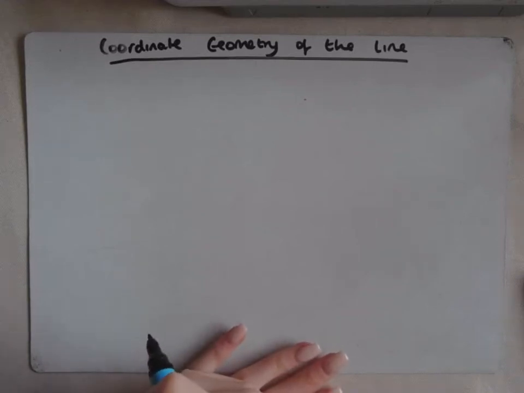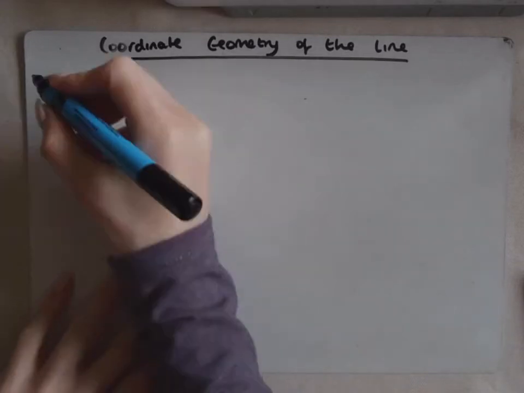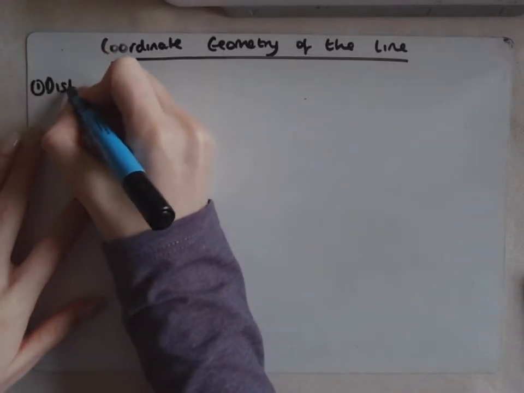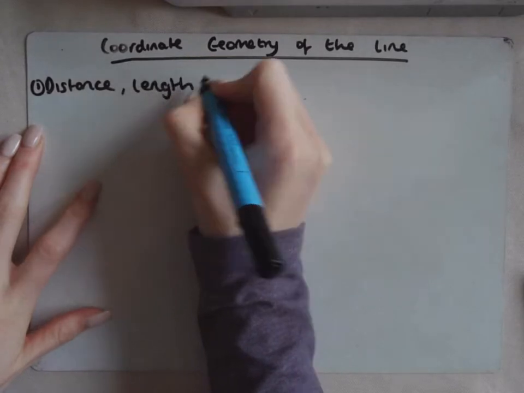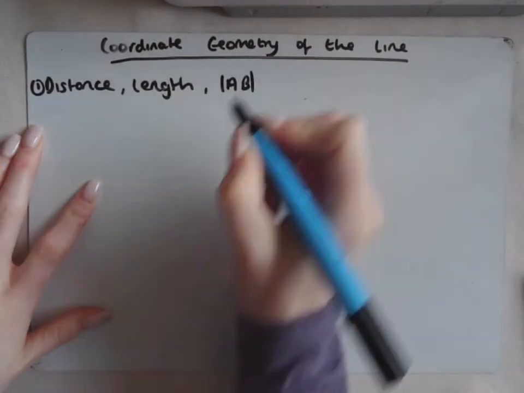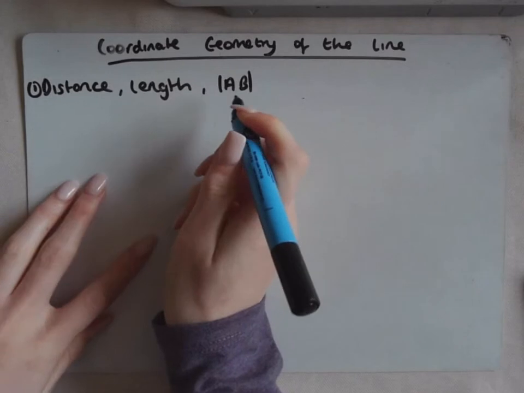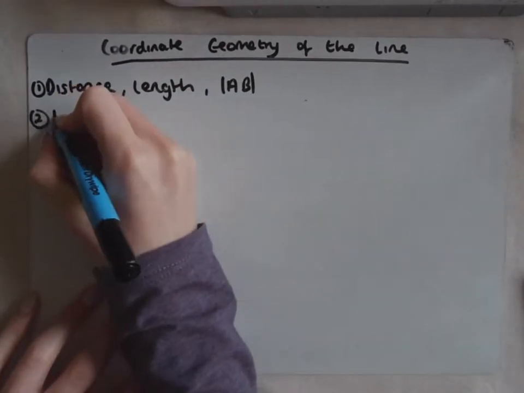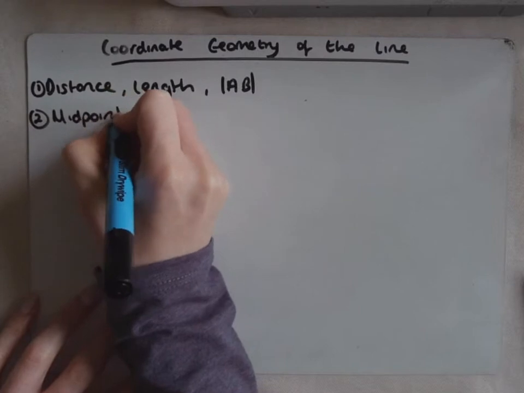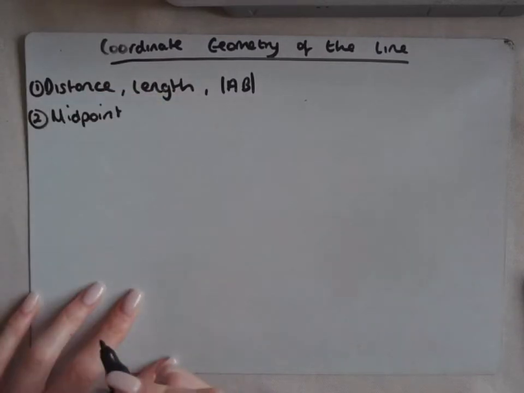So I'm just going to do a quick recap of Junior Cert coordinate geometry of the line. The first thing you know is distance, and that's just your distance formula in the log tables. Or they could ask for the length of the line, or the distance between the points A and B. Next is midpoint.